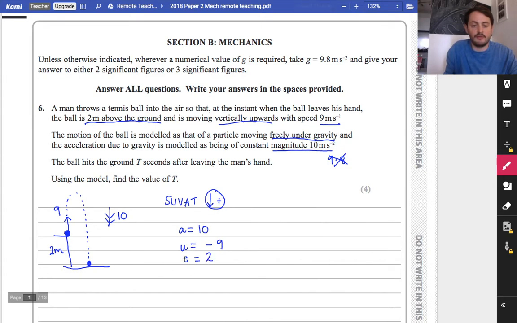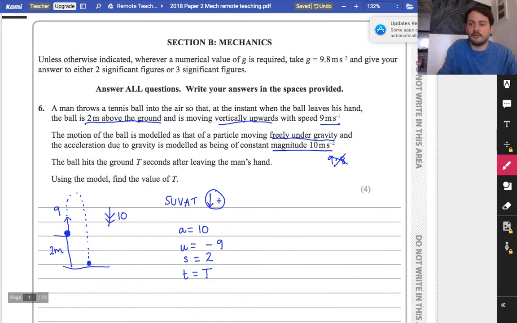So I've now got my 3 values, and I want to find out what the time is for this to take. And they've said that my time is capital T. You'll notice with suvat, I don't write out S-U-V-A-T. I just write out the ones that I have and the one I need, because it makes this next step a bit easier to spot which equation I need. So I've got S, U, A, and T.